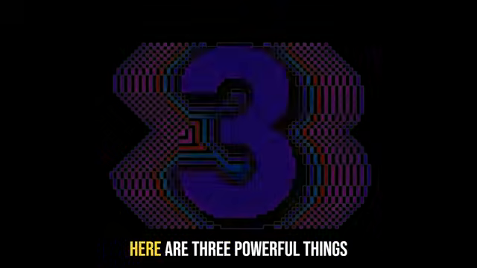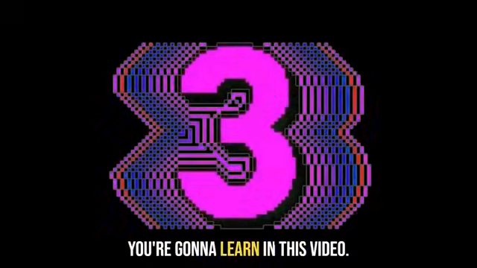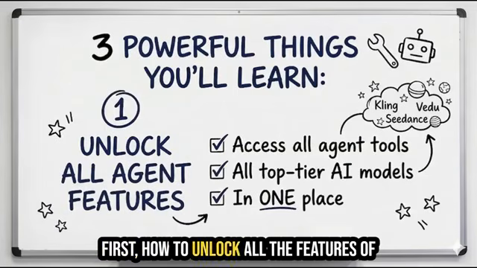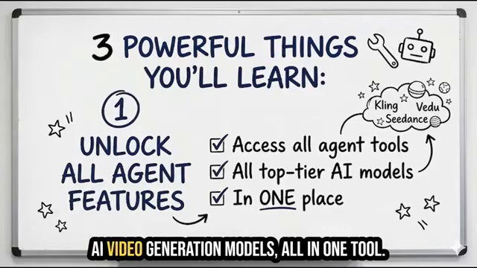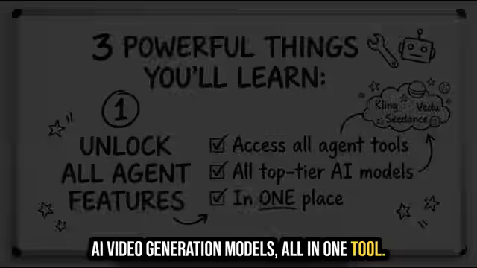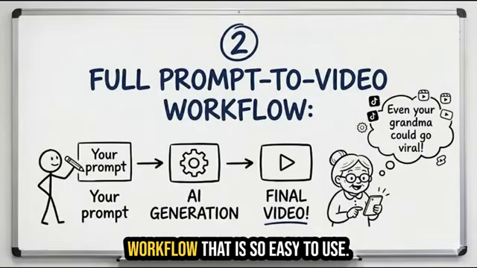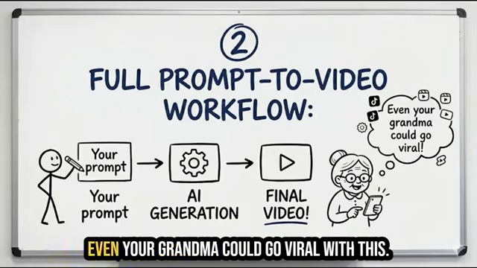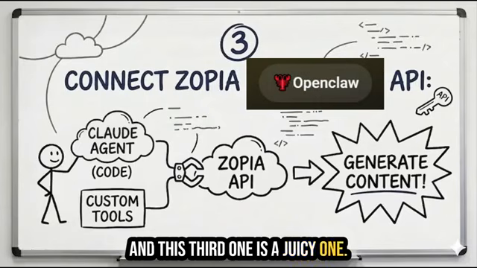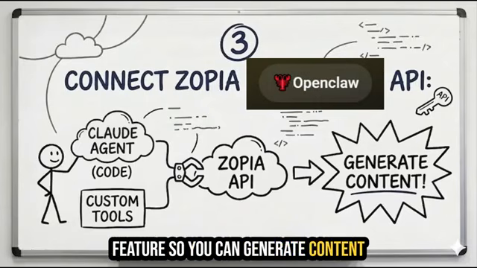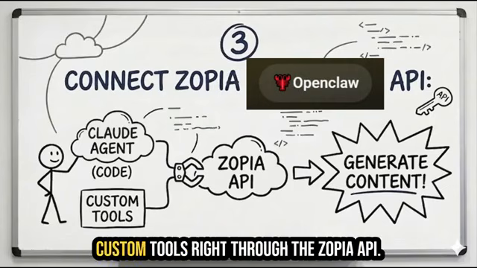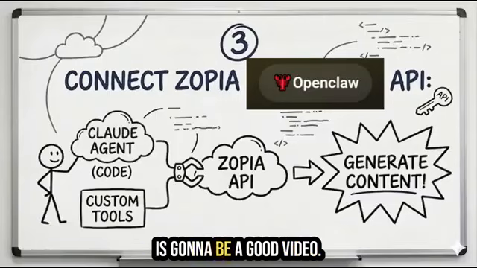Here are 3 powerful things you're going to learn in this video. First, how to unlock all the features of the agent, plus access to world's top-tier AI video generation models, all in one tool. Second, the full prompt-to-video workflow that is so easy to use, even your grandma could go viral with this. And this third one is a juicy one. How to connect to the Zopia OpenClaw feature so you can generate content with your Claude Code agents or your custom tools right through the Zopia API. So strap in because this is going to be a good video.